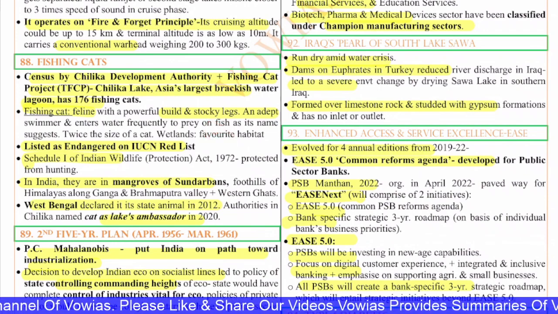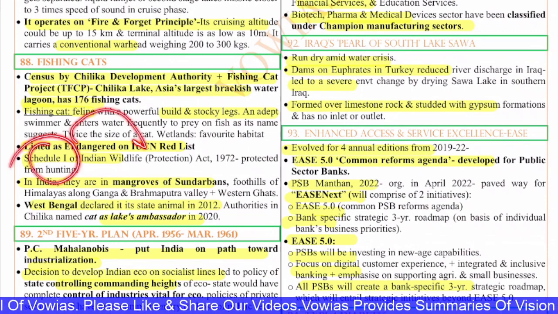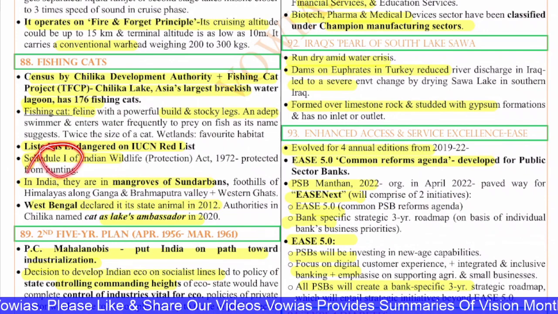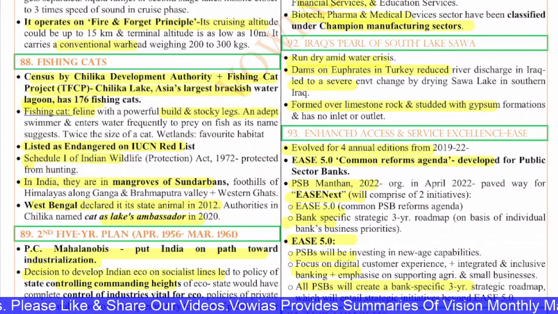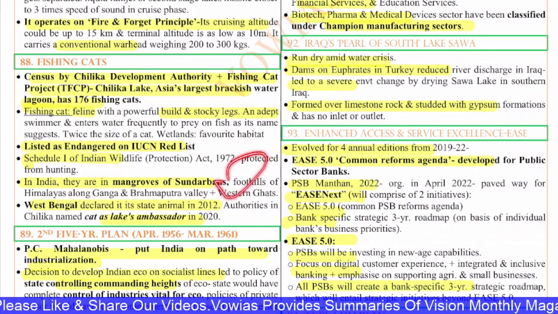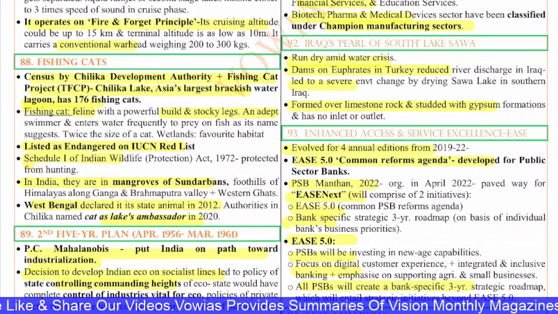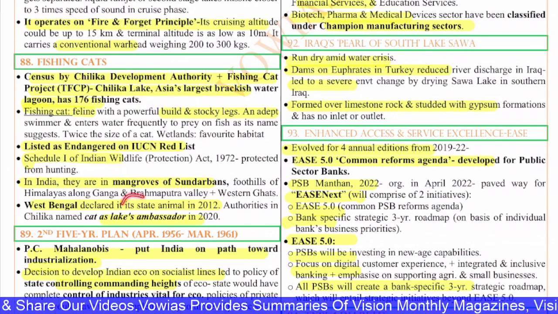It is listed as endangered on the IUCN Red List. It is in Schedule 1 of the Indian Wildlife Protection Act of 1972 and protected from hunting. In India, they are found in the mangroves of the Sundarbans, the foothills of the Himalayas along the Ganga and Brahmaputra Valley, and the Western Ghats. West Bengal declared it the state animal in 2012. Authorities in Chilika named the cat the Lake's ambassador in 2020.